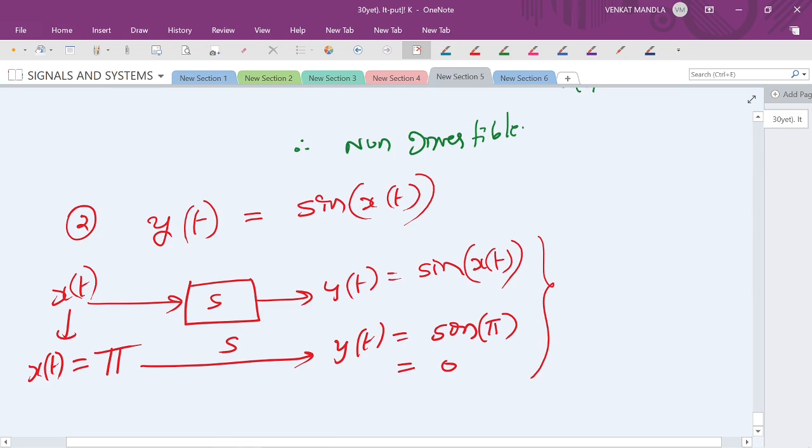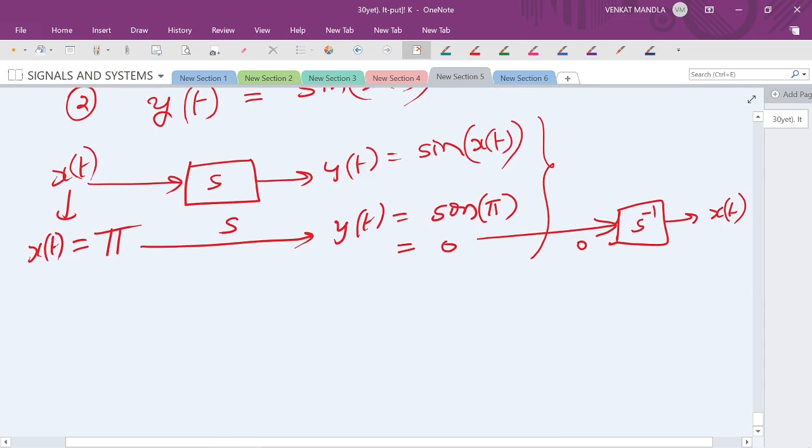So is it possible to get x of t again from 0 input? Okay. Can you get an inverse system to get x of t from 0 input? Is it possible to get x of t from 0? So is there any system to give a non-zero output for a 0 input? No, not possible. So the inverse system doesn't exist. It is non-invertible.